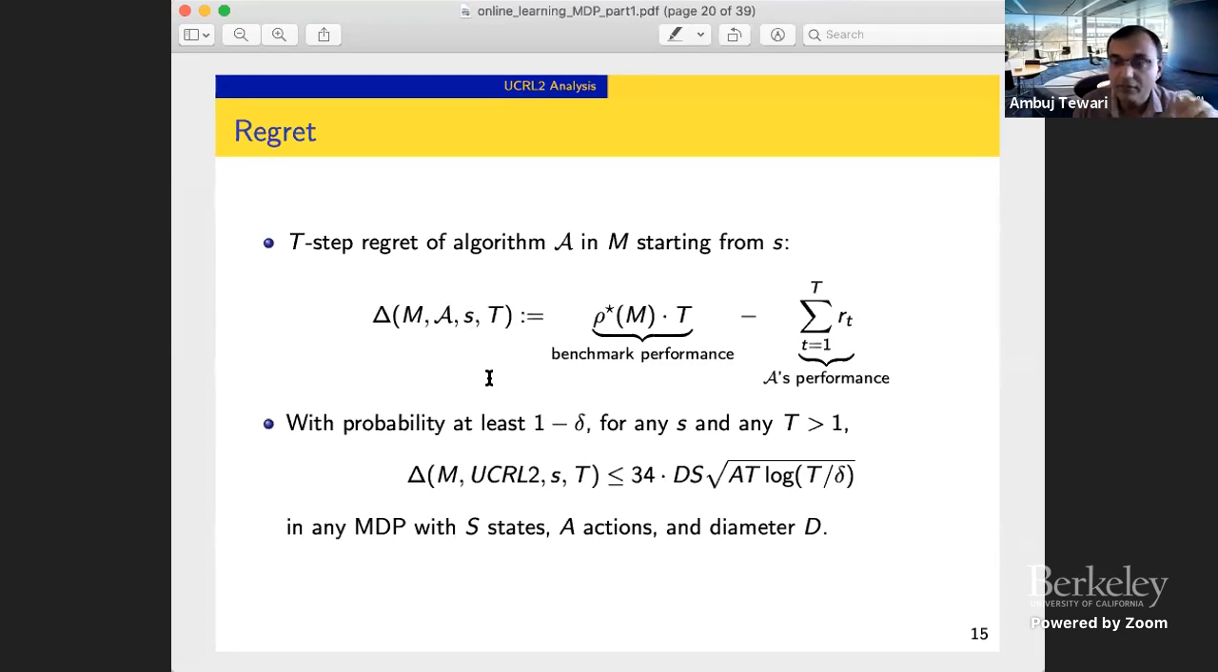And the main theorem in the UCRL2 paper is that with high probability, regret is bounded for any starting state S and any T, and for any MDP that has a finite diameter, by D S outside the square root and then inside the square root A T with some log terms. Okay, so you get a linear dependence on state space, a square root dependence on action, square root on T, and linear dependence on diameter.